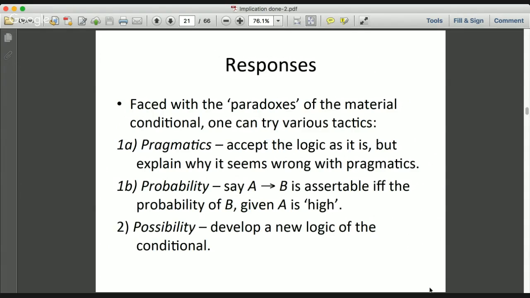And the probability is to say the truth table for the material conditional is wrong, it should be changed. Or you say it's only correct or acceptable or assertable to say if A then B, if the probability of B given A is high. I think that's probably closer to what Rumpus was talking about a minute ago. Maybe, who knows? And then the third option, or at least we'd call them 1A and 1B, then the second option is possibility. So we just have a different logic altogether.